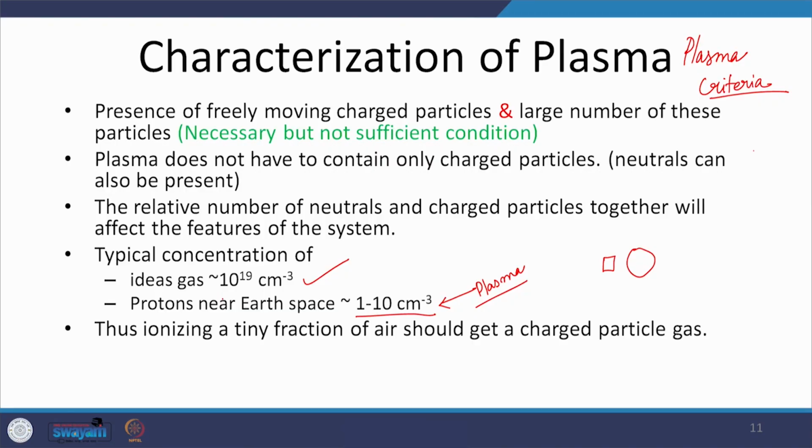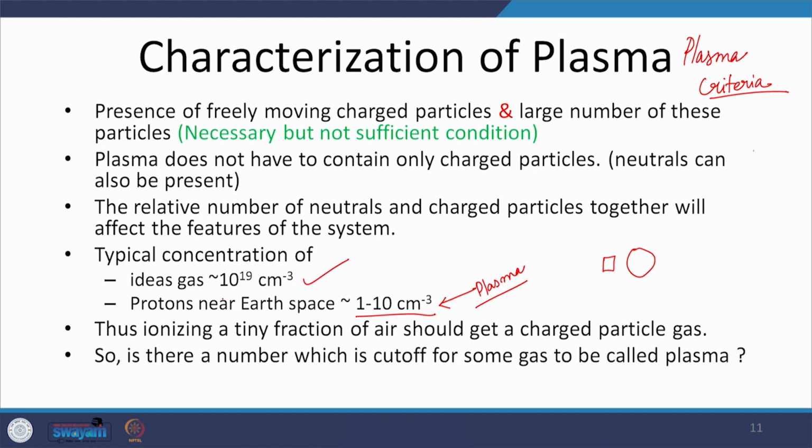So, ionizing a tiny fraction of air should get a charged particle gas. Okay, not every charged particle gas is a plasma. So, is there any condition or any cutoff that needs to be passed, only then you call this plasma, in terms of number densities? I would say strictly no. The plasma criteria is deeper in its understanding, a more convincing parameter for characterizing something as plasma.